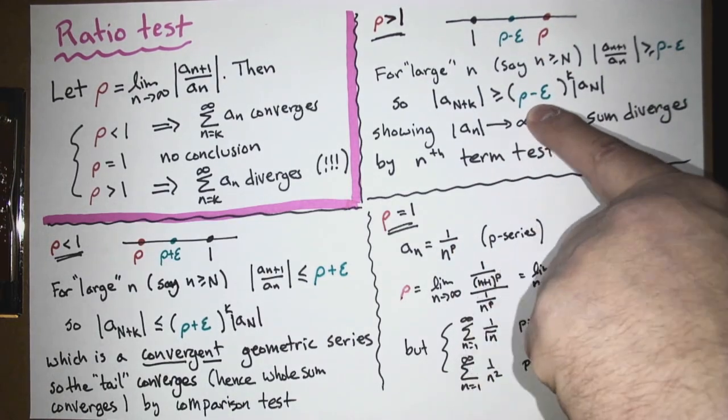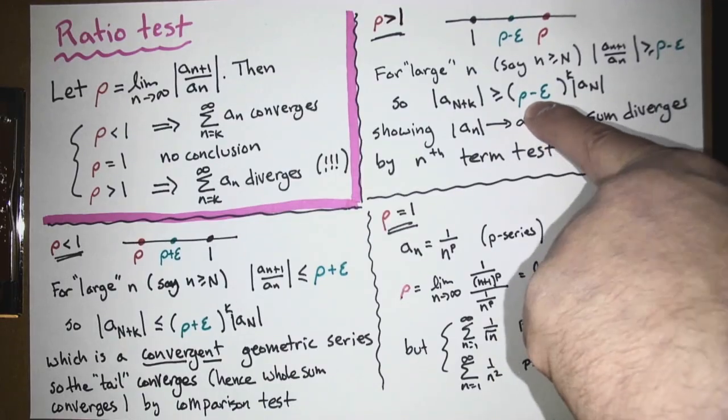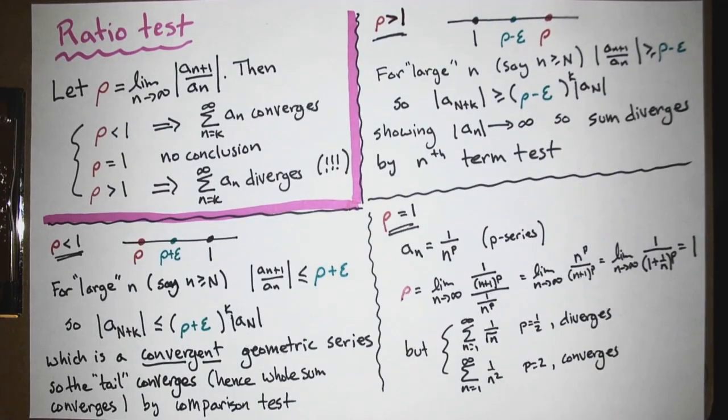So when I multiply by rho minus epsilon, I'm getting bigger. So I'm getting bigger and bigger and bigger. So as we head off to infinity, our terms get arbitrarily large. So this is failing the nth term test. The terms don't go to 0. The sum must diverge.